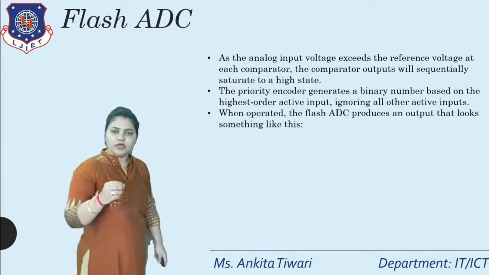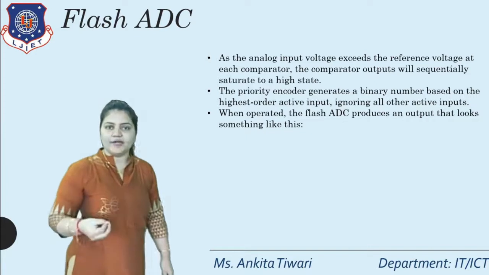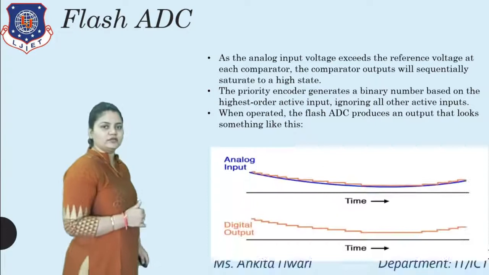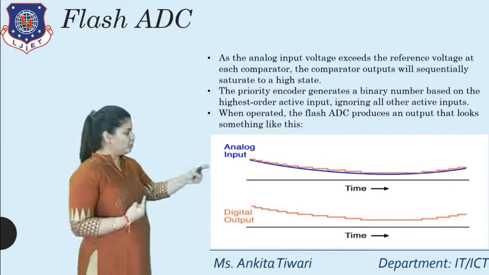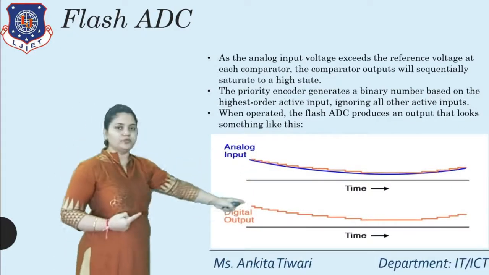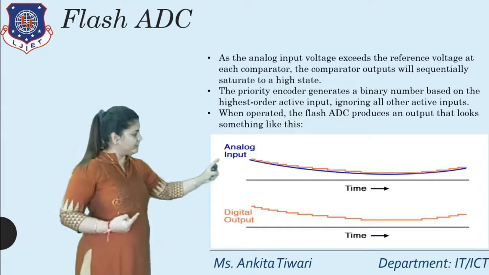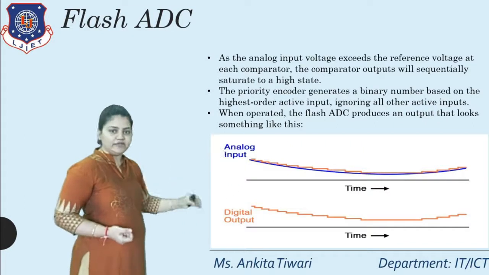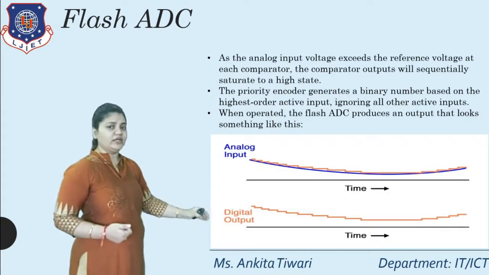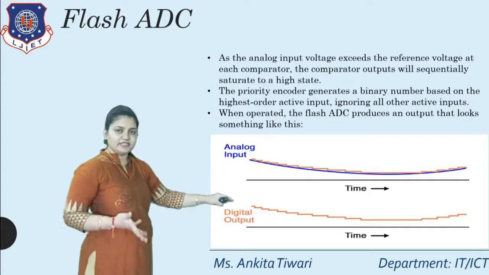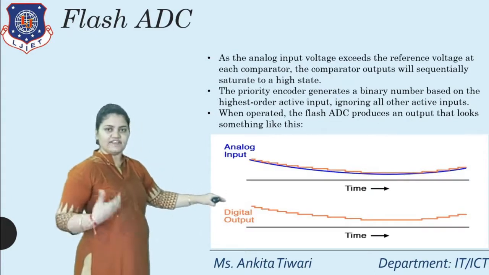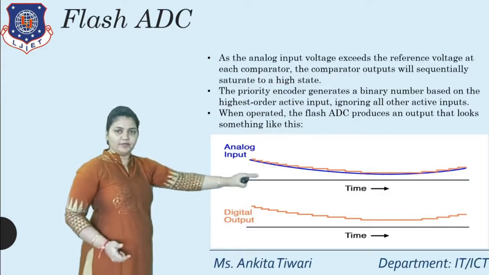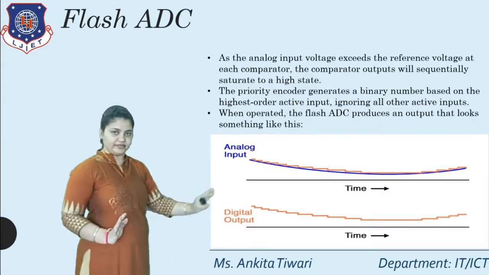Now, when the encoder operates, the flash ADC produces an output that looks something like this. As you can see here, the analog input signal is here and the digital output is here. The input is provided as a waveform, a smooth structure, but when it is taken through the converter, you get a zigzag. Why is it zigzag? Because it's a discrete value. It has 0, 1, 0, 1 values. So it's a step form, and the circuit output will look like this.